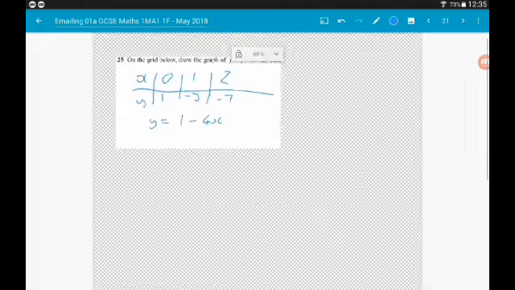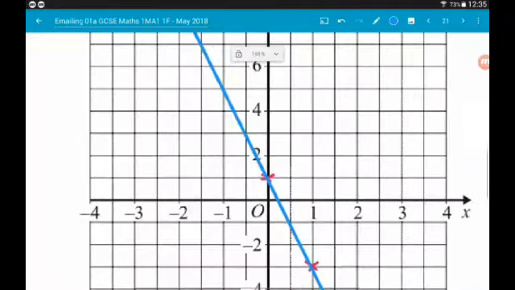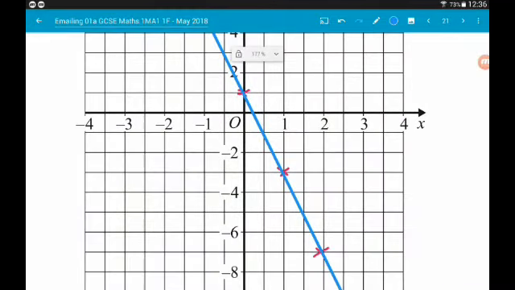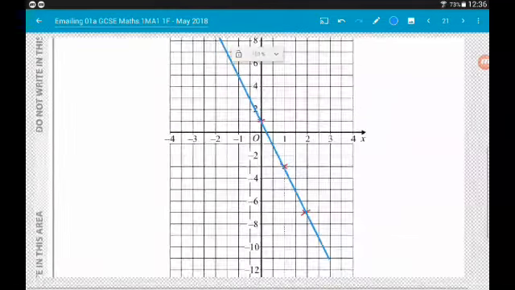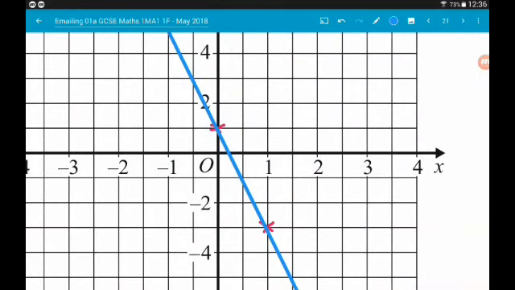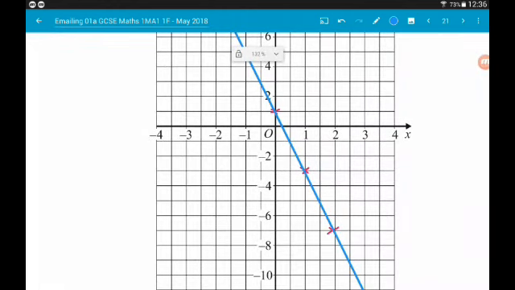So if we plot those 3 points, our points should look like this, and then just join them up with a straight line. Just be a little bit careful. They've used different scales on the x and y axis. On the y axis, every square is 1 unit. On the x axis though, 2 squares is 1 unit, which is really annoying, kids. But our graph should look like that.